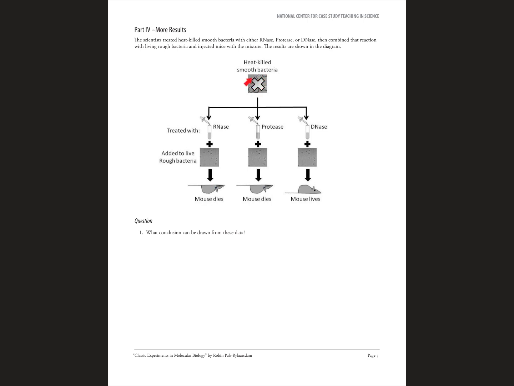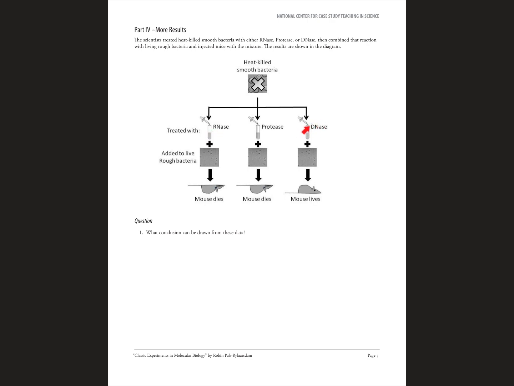So here's a smooth. He killed smooth bacteria. This time I had protease, so I got rid of all the proteins. It has the RNA, yes, DNA, yes, but no protein. Here I had protein, yes, DNA, yes, but no RNA. And still the mouse died, so the message still got through. So I know that the messenger was not a protein. And with this one, I know the messenger, the inheritable message, was not written in RNA.